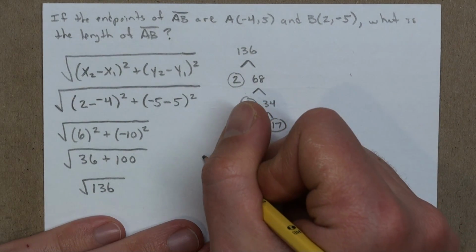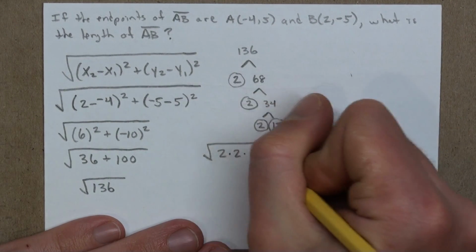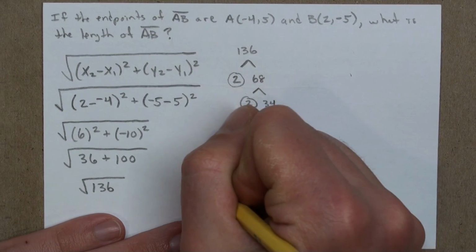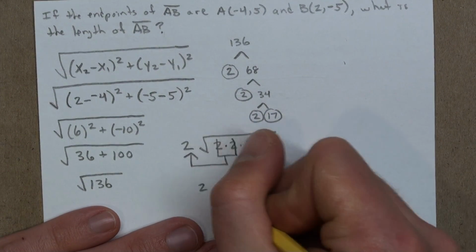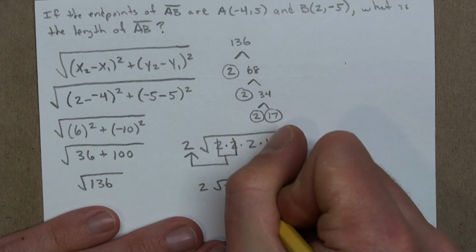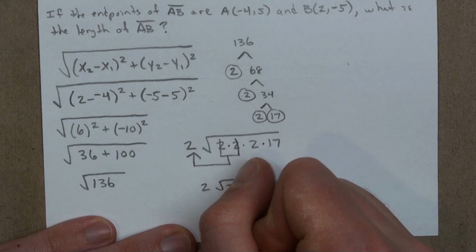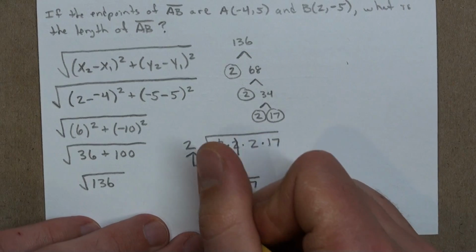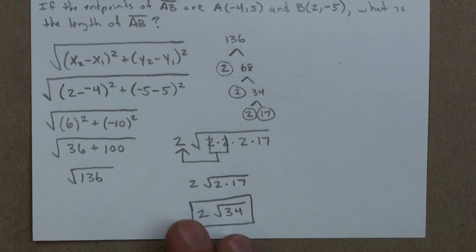So the square root of 136 is actually 2 times 2 times 2 times 17. Every time something appears twice, I cross them both out and bring one of them out front. So I have 2 radical 2 times 17. I just multiply what's left back underneath the radical together, so it's 2 radical 34. Okay? So that is an example of the distance formula.